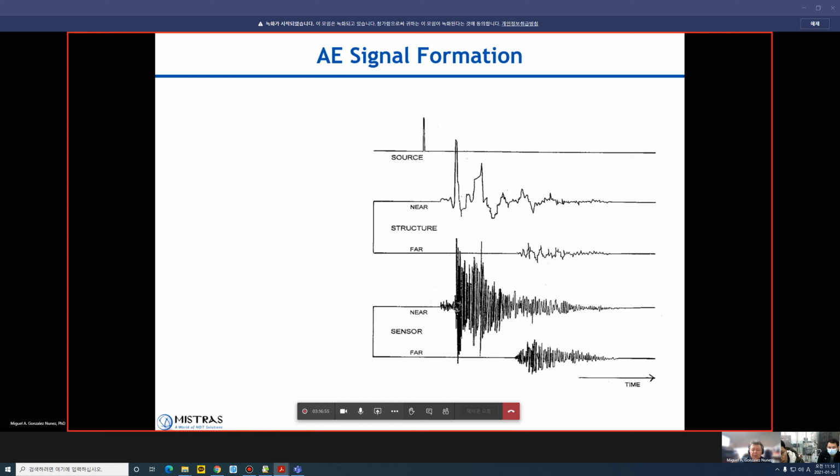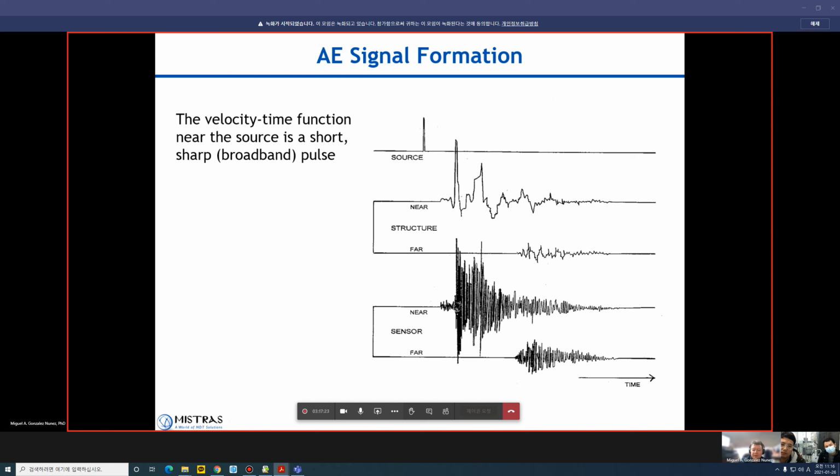And this is what happens initially, where the source is located inside the material. It is like a pulse, a jump. It is very short, but this pulse is very broadband.